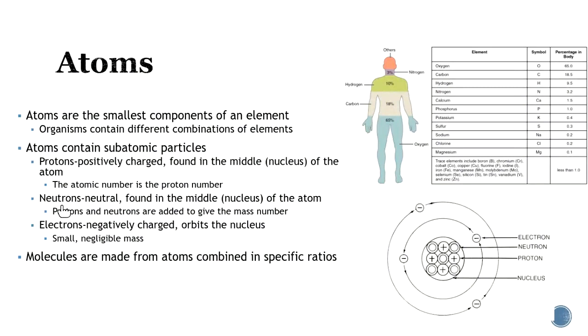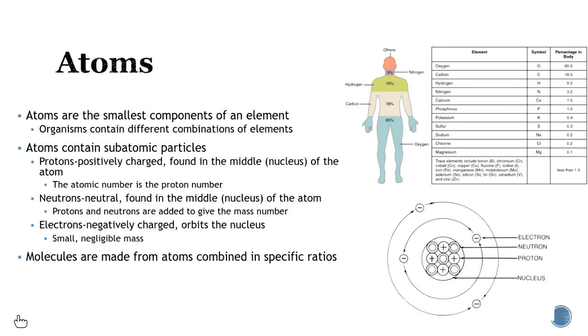Now, neutrons are going to have a neutral charge. They're also going to be found in the nucleus. In this diagram, they're just shown as the empty circle. When we add the protons and neutrons together, we get the mass number of the individual atom that we're talking about. Now, the electrons are going to be negatively charged, and they're going to be very small. They really don't have a mass. They're going to orbit this nucleus. So think of this as the sun, and the electrons are like the planets that orbit around it.